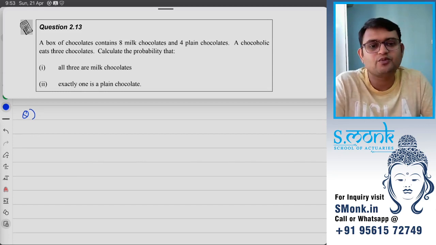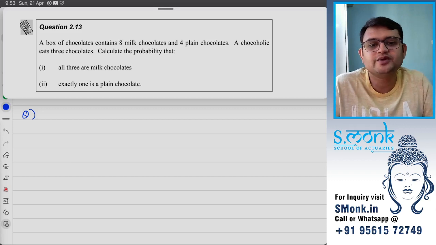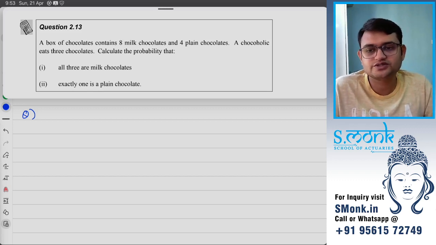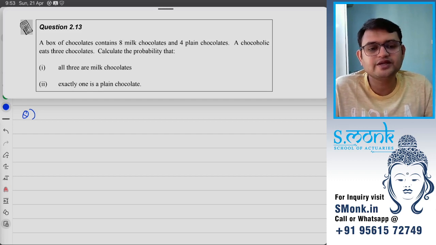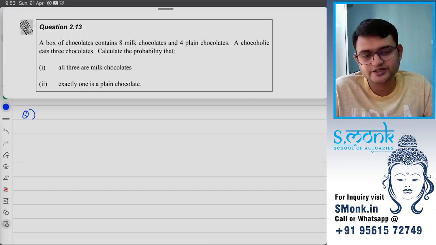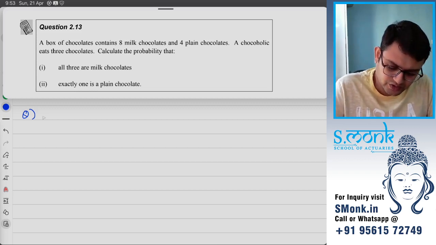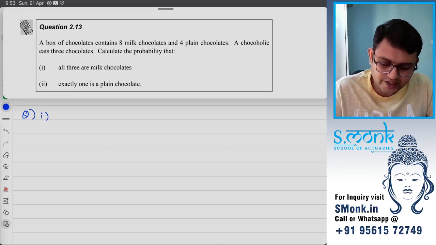Okay, so this question: a box of chocolates contains 8 milk chocolates and 4 plain chocolates. A chocoholic eats 3 chocolates. Calculate the probability that all 3 are milk and that exactly 1 is a plain chocolate. Okay, so first part, all 3 are milk.